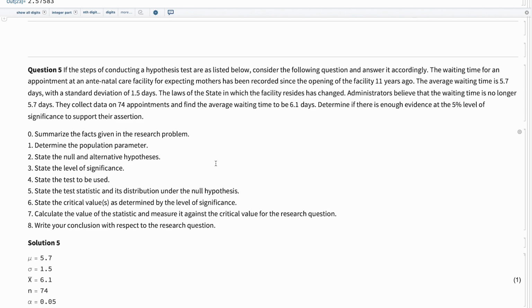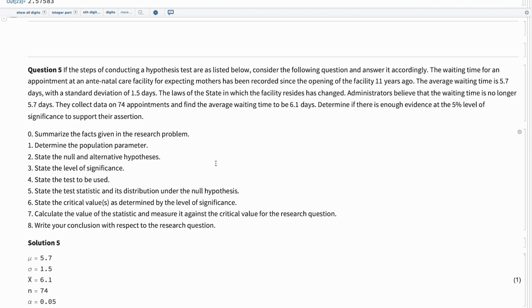Step number 1 would be determine the population parameter. We always have to think about what is under investigation here. It is the population parameter that's under investigation, not the sample statistic. State the null and alternative hypotheses. State the level of significance. State the test to be used. Very important in a course on applied statistics. You have got to decide what statistical test to use.